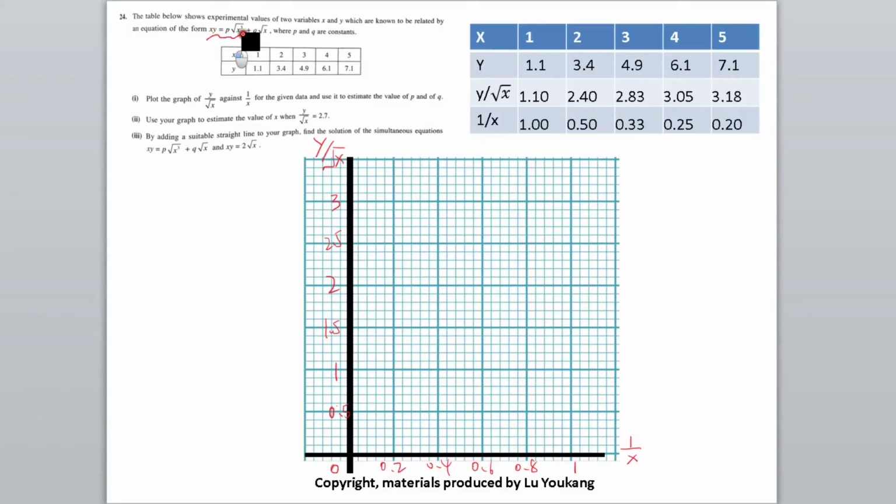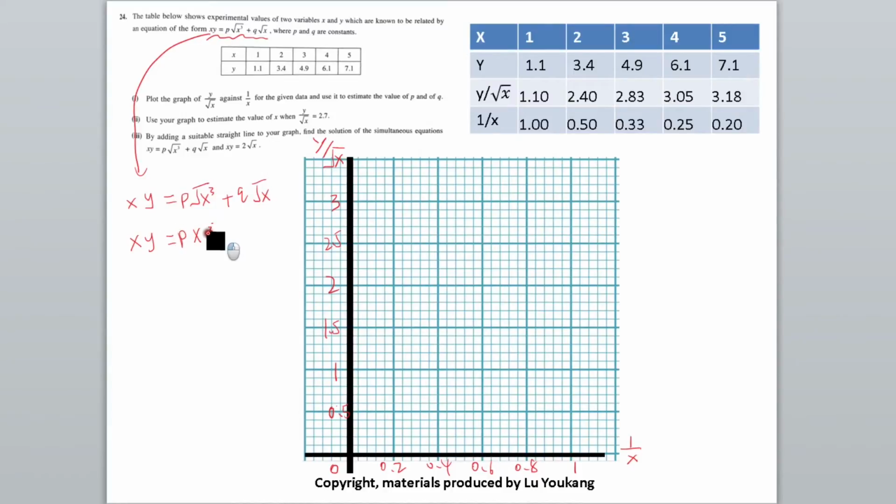So now we have come to the last question of the chapter. The question says, another table shows some experimental values of two variables x and y, and they are related in the form xy equals p square root x to the power 3 plus q square root x. So let me copy the equation down first before I continue.